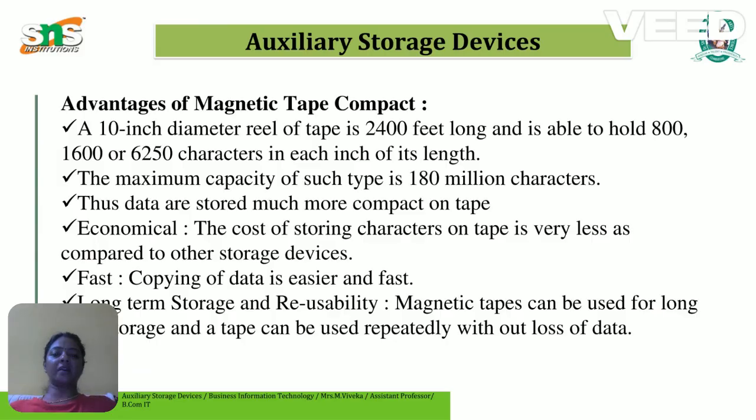The advantages of magnetic tape: it is a 10-inch diameter reel of tape where the total length is 2,400 feet and is able to hold 800 to 6,250 characters in each inch of its length. The maximum capacity of such a type is 180 million characters, so the data stored are much more compact on the tape. It is economical, fast, and long-term storage, and it is also used for reusable purposes.